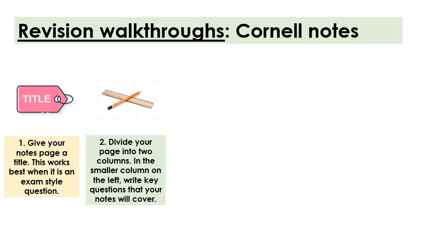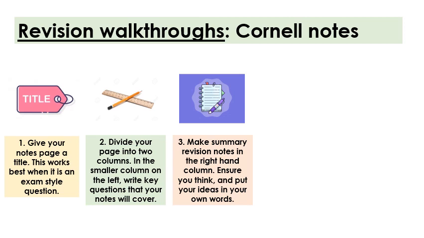Once we've chosen our question, we then divide the page into two. There should be a column which takes up around a third of the page and a second column that takes up around two thirds. In the smaller column on the left, there'll be key questions that the notes cover. We will then make a summary of revision notes in the right-hand column, ensuring that all of the ideas are put into the student's own words.